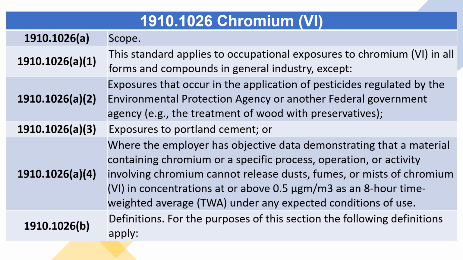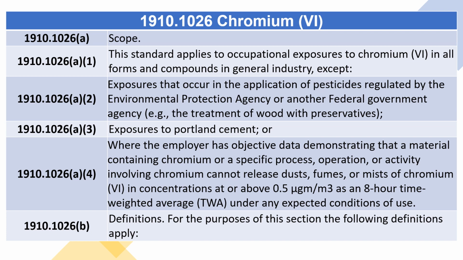(a)(2) Exposures that occur in the application of pesticides regulated by the Environmental Protection Agency or another federal government agency, e.g., the treatment of wood with preservatives; (a)(3) Exposures to Portland cement; or (a)(4) Where the employer has objective data demonstrating that a material containing chromium or a specific process, operation, or activity involving chromium cannot release dusts, fumes, or mists of chromium (VI) in concentrations at or above 0.5 µg/m³ as an 8-hour time-weighted average (TWA) under any expected conditions of use.